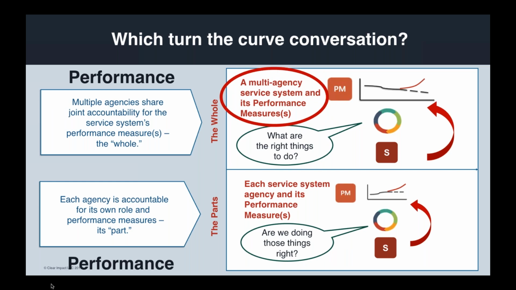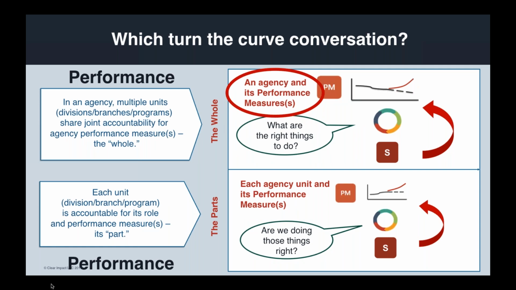Same thing can apply for a multi-agency service system, a human services system, or maybe a child welfare system, or maybe a public safety system, a combination of agencies. You might have some measures for the whole system, and then each agency and program in that system has its own measures. What are the right things to do? Are we doing those things right? Same can apply within an agency. So you see how the principle can apply at multiple levels, most important being population versus performance.